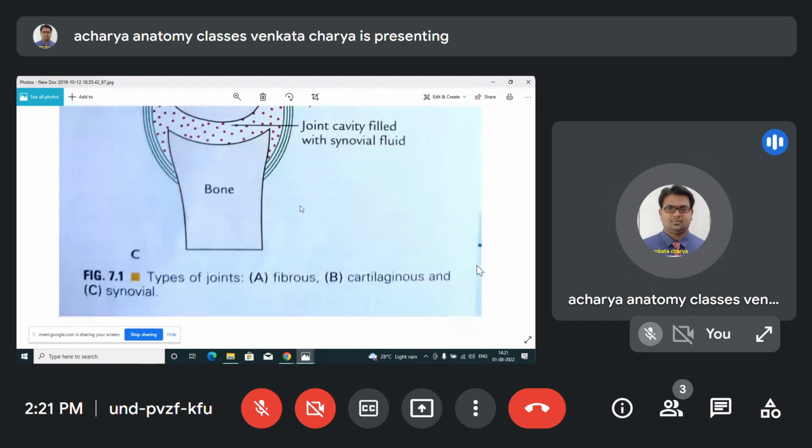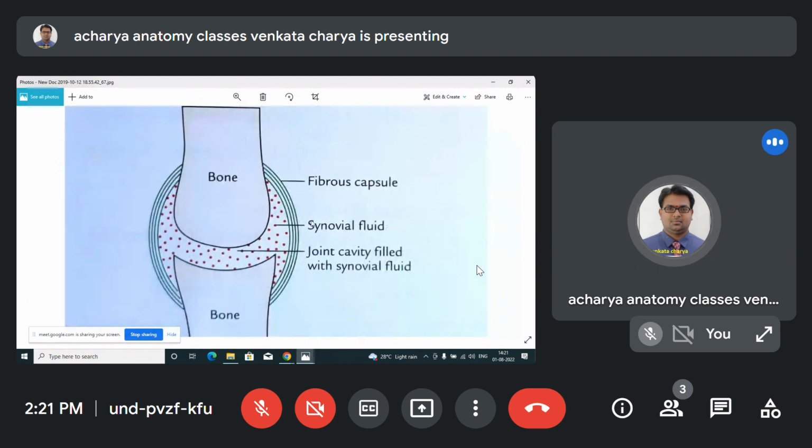And the third type is synovial type, which means between the 2 bones there is a joint enveloped by a capsule. That capsule we call the fibrous capsule. Inside the fibrous capsule, there is a cavity, which we call the synovial cavity. This synovial cavity is filled with synovial fluid. Synovial fluid is a thick, transparent, viscous fluid.